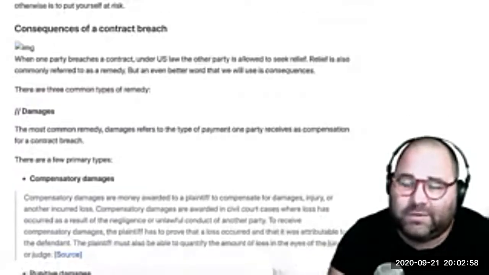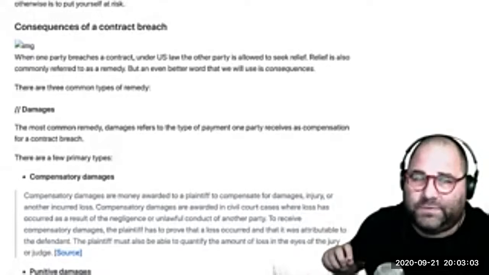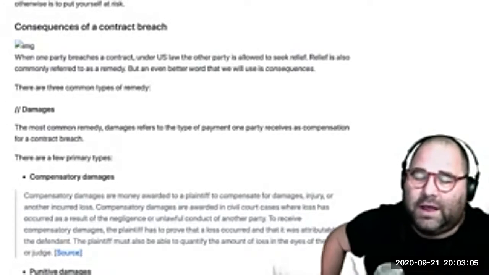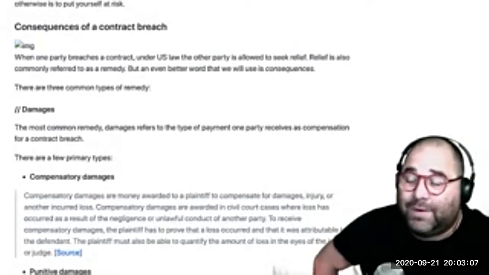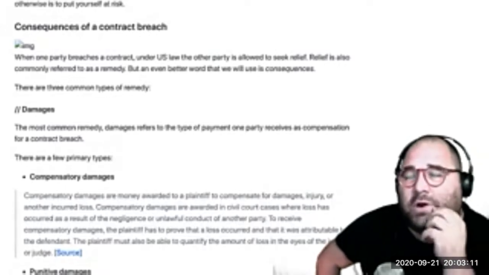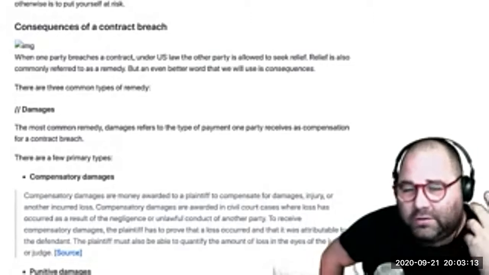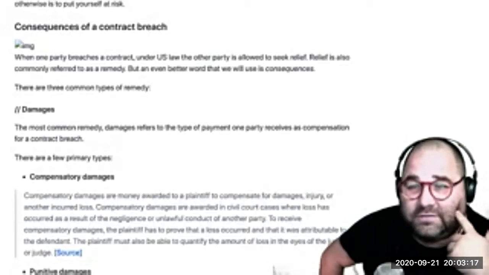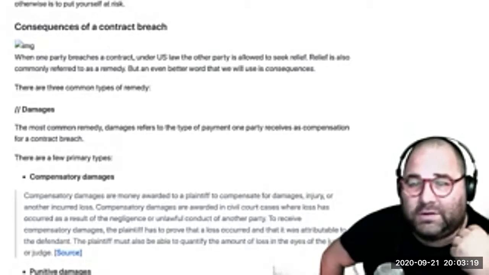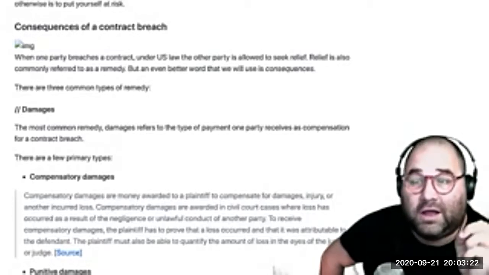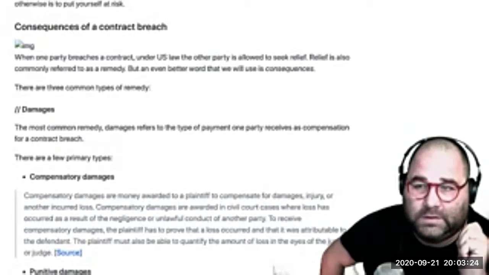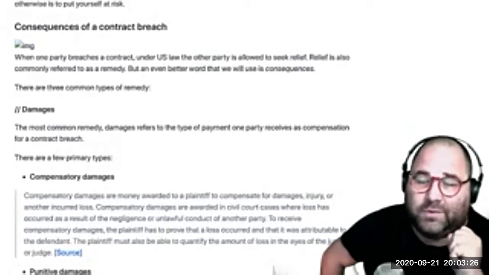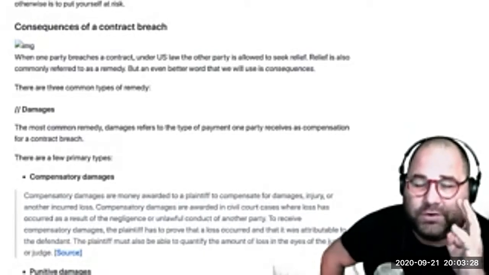What are the consequences of a contract breach? We talked about how you can handle discussion and problem solving with it, but what happens if you lose? So when one party breaches a contract, under US law, the other party is allowed to seek relief. Relief is also commonly referred to as a remedy, but an even better word to use is consequences. So there are three types of consequences to breaching a contract. There are three types of remedies.